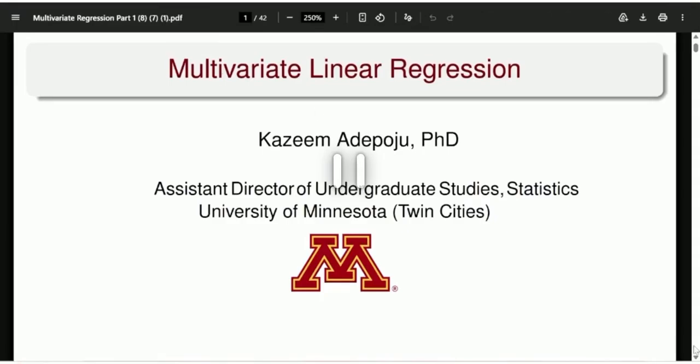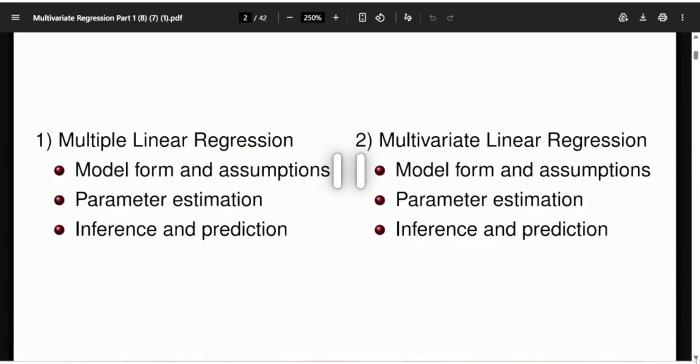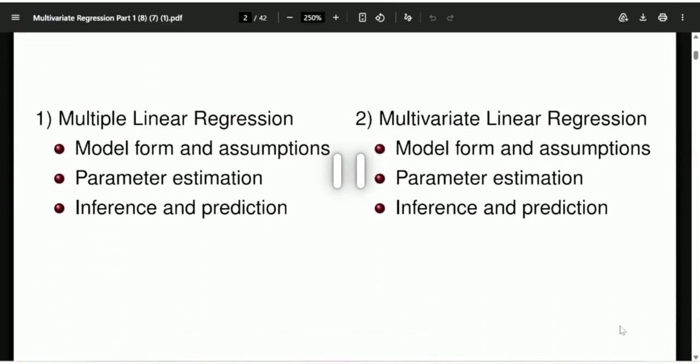Multivariate here means I'm going to have many response variables. In linear regression, of course, I'm going to have one or more independent variables. But to get started, before we talk about multivariate linear regression, let's talk about multiple linear regression, where one response variable is involved.